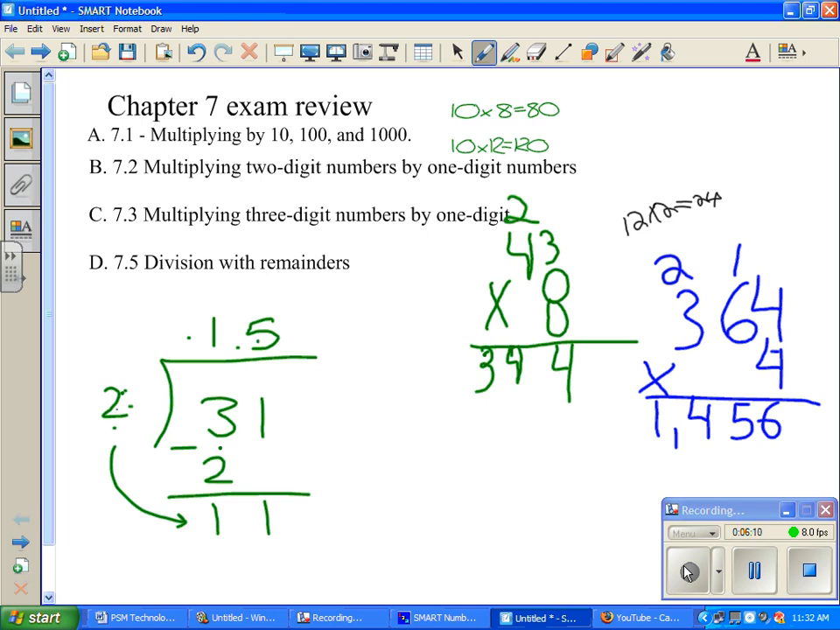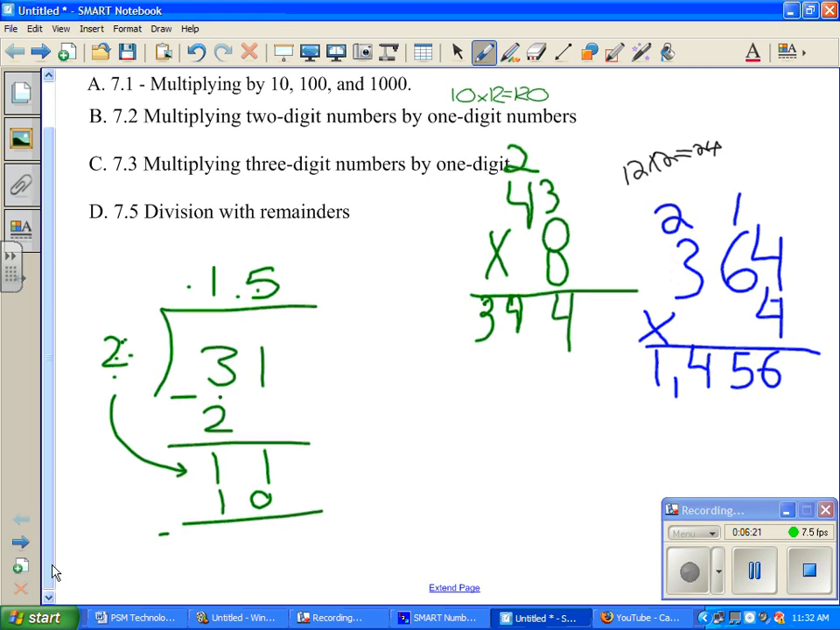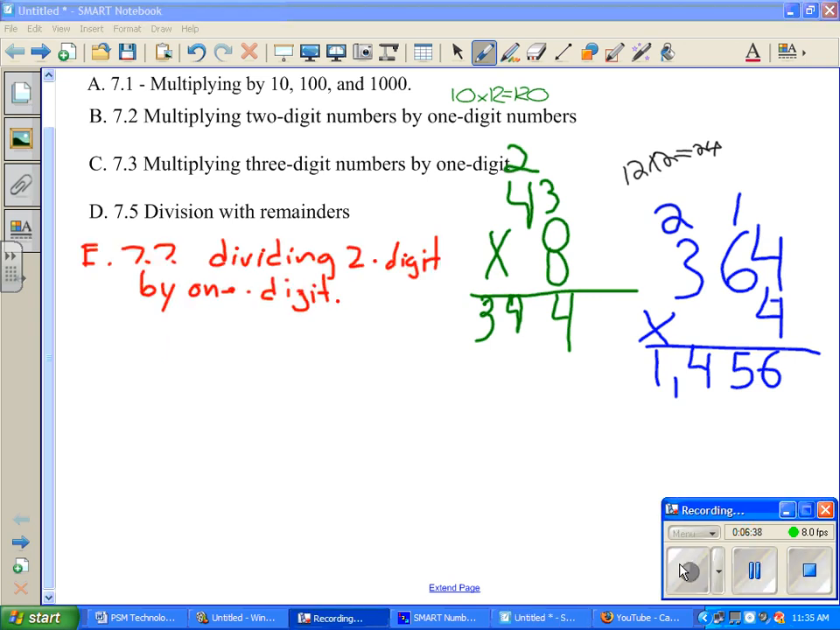You multiply 5 times 2, which is 10. Then you subtract 11 minus 10, which equals 1. And then there's nothing else to bring down, so the answer is 15 remainder 1. All right, next one.